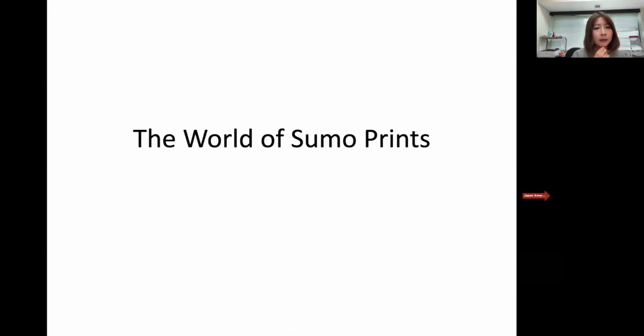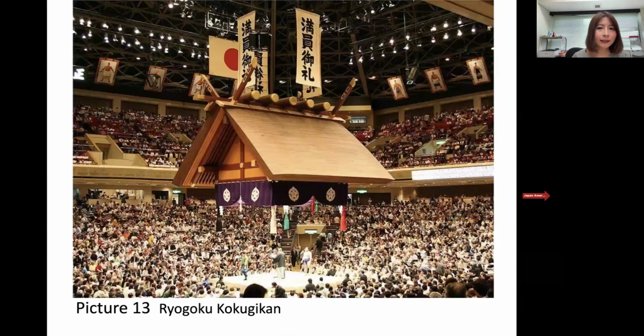Now, I would like to talk about sumo prints. Picture 13 shows the Ryogoku Kokugikan, the stadium, the home of Grand Sumo Tournament in Tokyo.